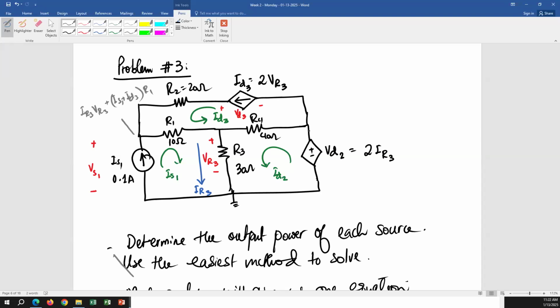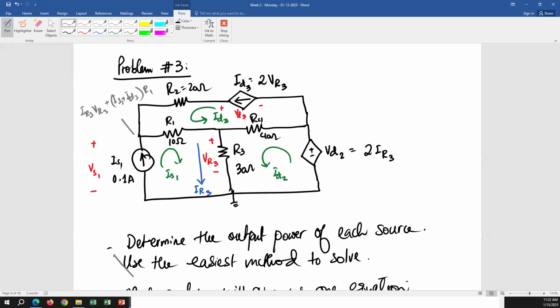ID3 R2 plus ID3. Put down all the ID3s together because ID3 is going toward 3 resistors. ID3 is what? R1, R2, R4. R1 plus R2 plus R4. Okay, and what else? Plus IS1 R1, and minus ID2 R4. So that is going to be your KVL equation in that loop.